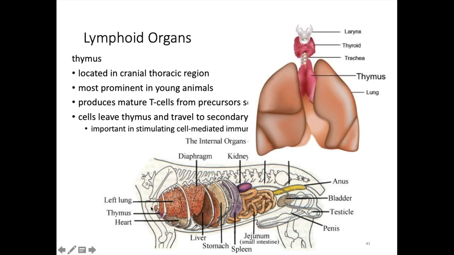So you can see this image here, it's just identifying where it's located, and then a little bit more specific, it's just caudal to the thyroid in the cranial aspect of the thorax.